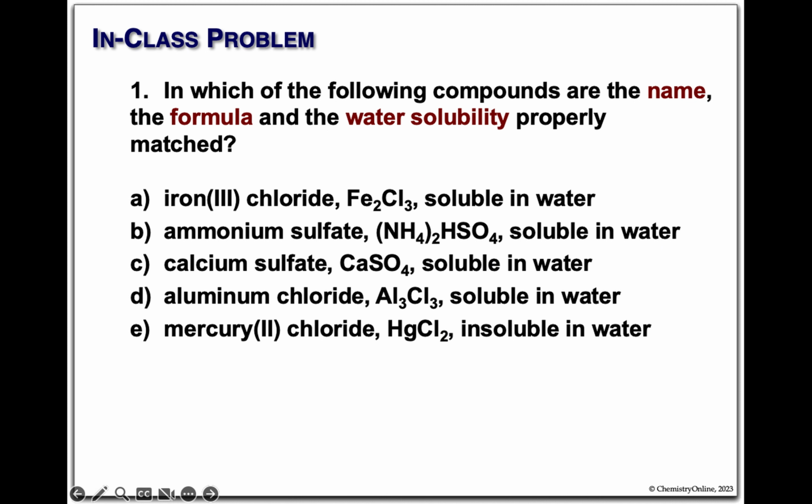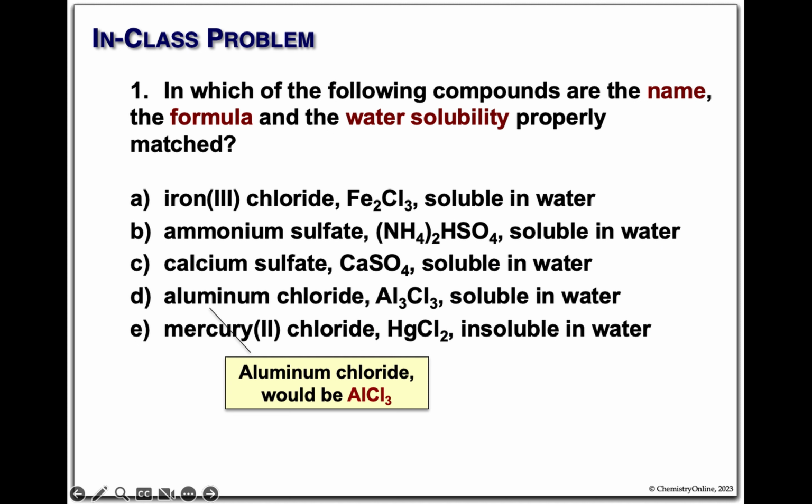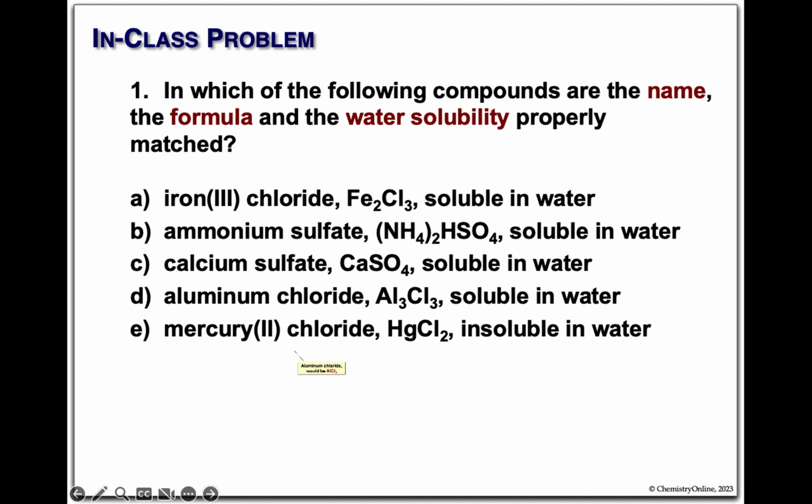Aluminum chloride. Aluminum, group 3 metal, it'll have a charge of +3. Chloride, -1, 1 aluminum, 3 chlorides. My goodness, we have 3 aluminums and 3 chlorides? That doesn't even make sense, does it? Nope, it should be AlCl3. So that brings us down to our last one, which of course must be correct.